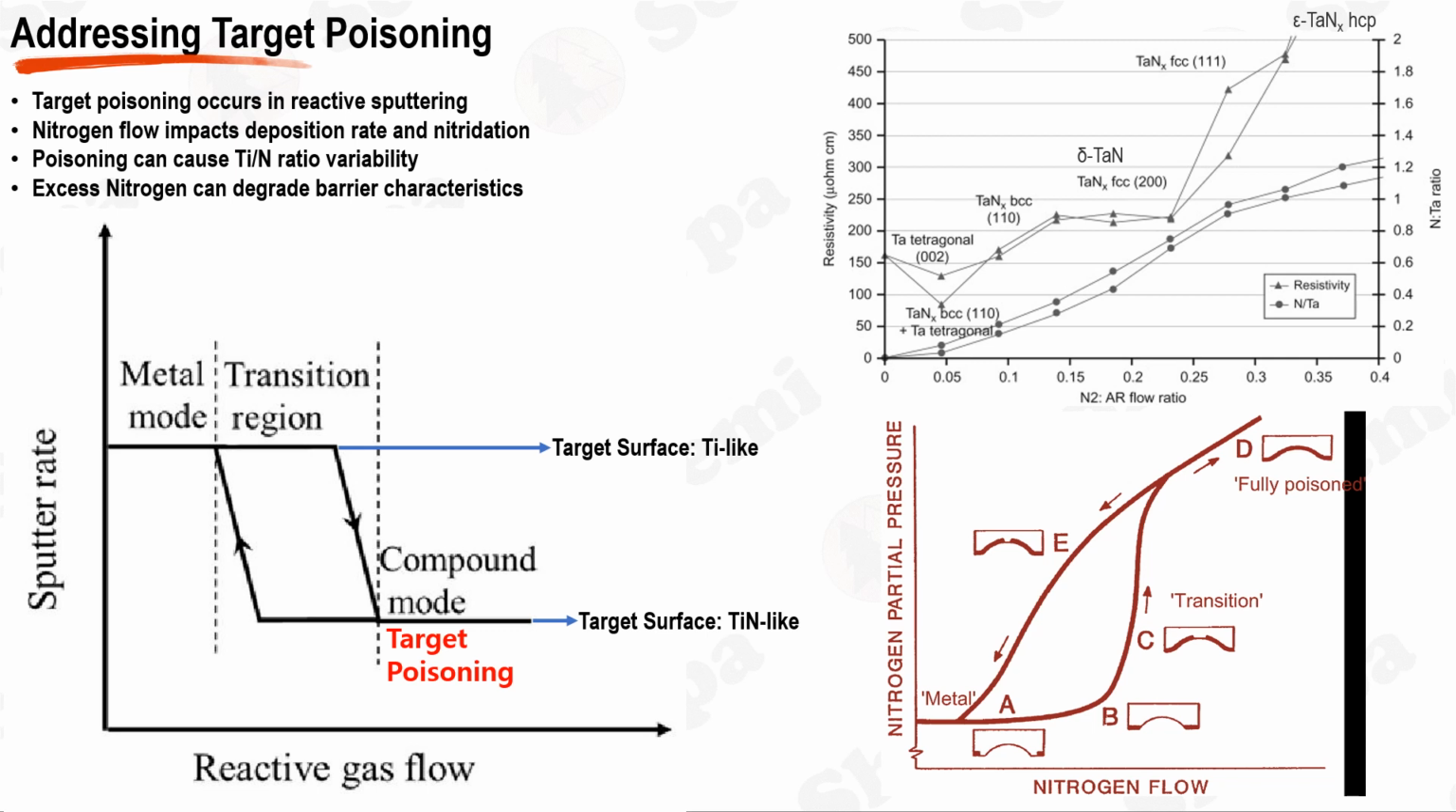The benefits of operating in the target poisoned (compound) mode include a higher deposition rate and a reduction in arcing incidence. However, there are drawbacks. In the case of reactive sputtering of tantalum (Ta) with N2, for example, excessive N2 flow in the compound mode can cause the film to transition from an amorphous state to a polycrystalline state, thus degrading the barrier characteristics, which are often critical in applications such as advanced microelectronic devices.